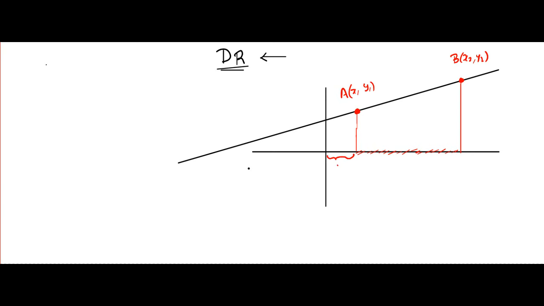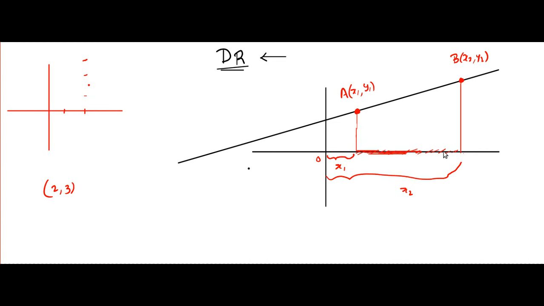Because the coordinate, think about it. If you have a coordinate 2, 3, that means you're going to move 2 units along the x direction and 3 units along the y direction. So the coordinate is x1, y1. That means this much length will be x1. And from the origin to this point, this much length will be x2. Or in other words, the length of the projection, or simply mathematically the projection, will be x2 minus x1.